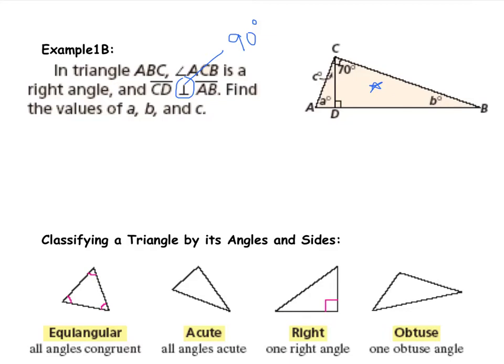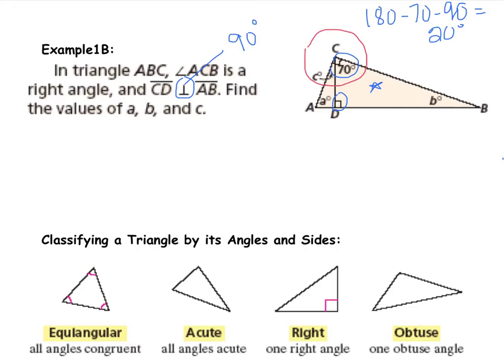So to figure out what B is, I know this is 90 and I know this is 70, so that's two of the three angles. So 180 minus 70 minus 90 equals B, which ends up being 20 degrees. Oh, there was another starting point. I just seen it. This right here.